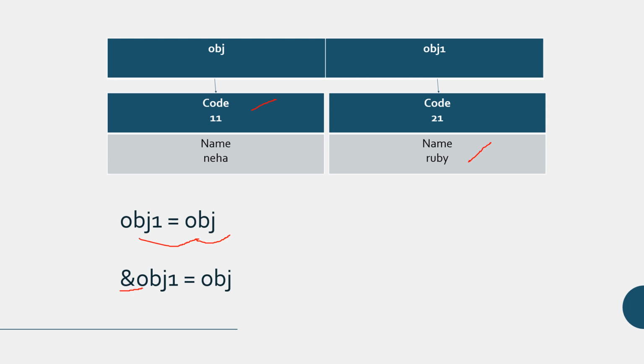But in case of pass by value, the value will not change in obj. If obj was containing 11 and Neha and it has been assigned to obj1, then obj1 will also contain 11 and Neha. But if we further assign it some other value like 21 and Ruby, then the value will only remain in obj1. That value will not change in obj, so obj will continue to contain its own value. But in the reference case, whatever changes are done in obj1 will automatically be changed in obj. Okay, let's see how it is done using the program.